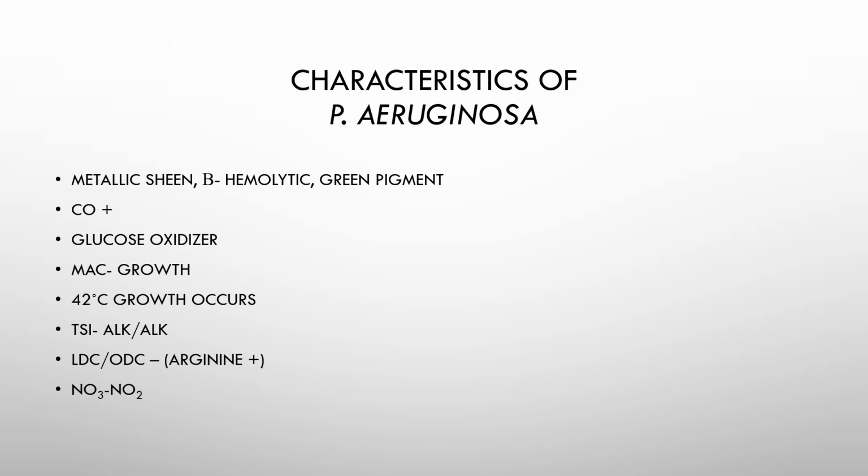You probably don't need to get too carried away memorizing this particular slide, but I just wanted to go over a few characteristics of Pseudomonas aeruginosa. It is metallic green and beta hemolytic. It can have a metallic sheen as well. It is cytochrome oxidase positive. It's a glucose oxidizer, but it's not a fermenter. It grows on MacConkey, and it grows well at 42 degrees.